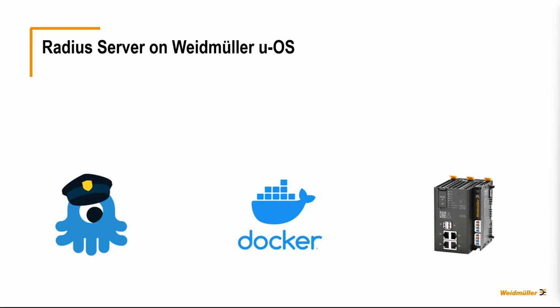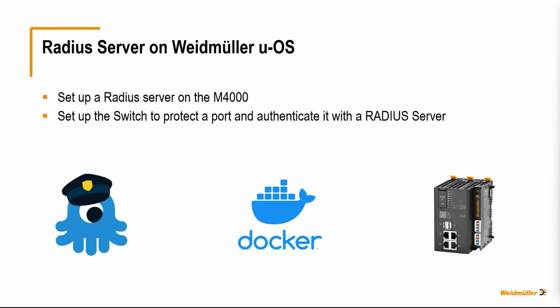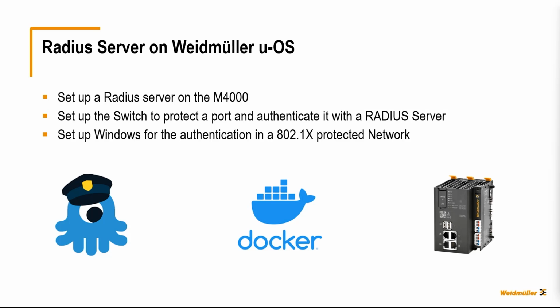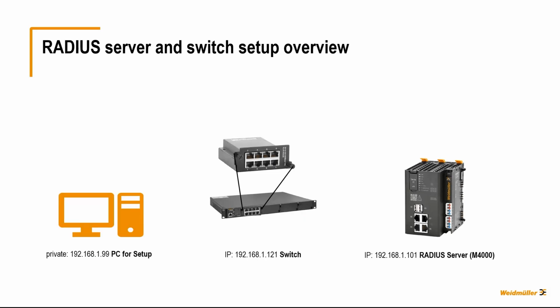Here you will learn how to set up a Freeradius server in a Docker container on the M4000. You will also learn how to configure the switch so that it authenticates a specific port with Radius. Then you will learn how to authenticate yourself with such a port in Windows. Let's take a look at the setup first and see how everything is wired together.